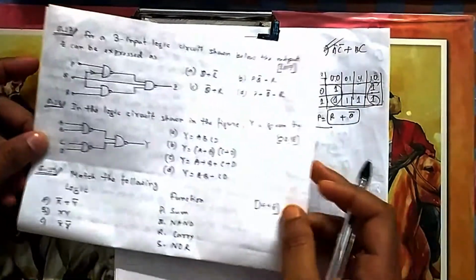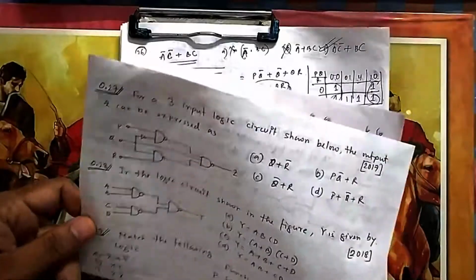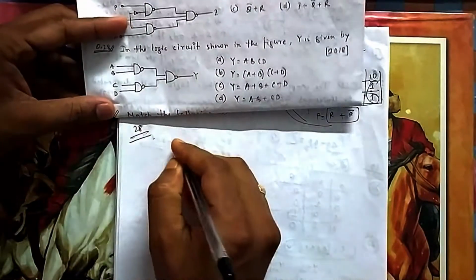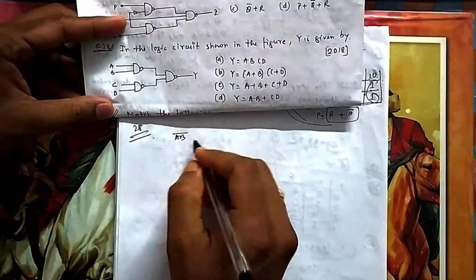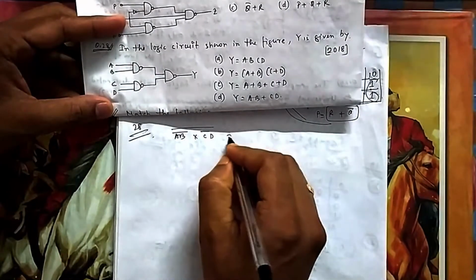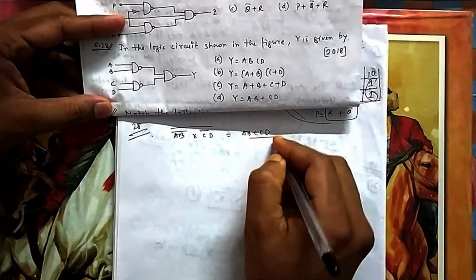Again, if you come to 28, what they are asking here: in the logic circuit shown in figure, Y is given by. Again, a simple one, you apply simple logic. So it is A into B bar, A into B bar, then it is multiplied with C into D bar, then the whole is bar. So it will be AB plus CD. That is as simple as it is. That is option D.